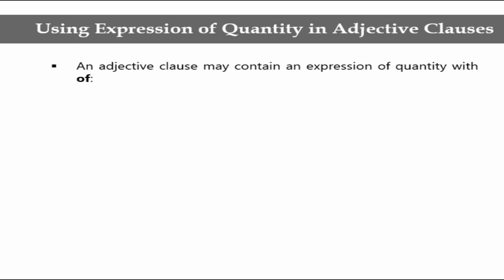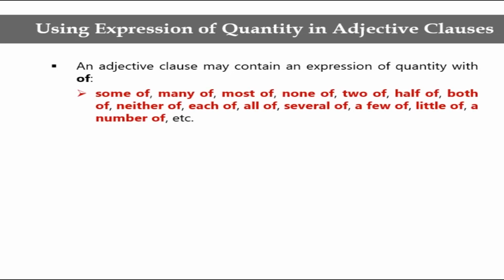Okay, move on and study our fourth main point about how to use expressions of quantity in adjective clauses. An adjective clause may contain an expression of quantity with of: some of, many of, most of, none of, two of, half of, both of, neither of, each of, all of, several of, a few of, a little of, a number of, etc. For example, letter A.